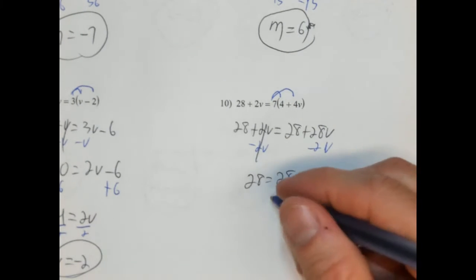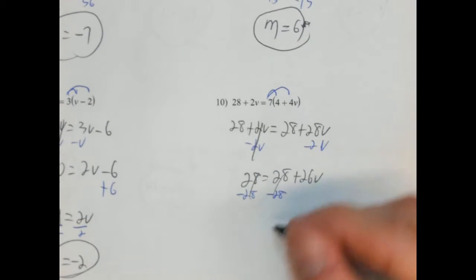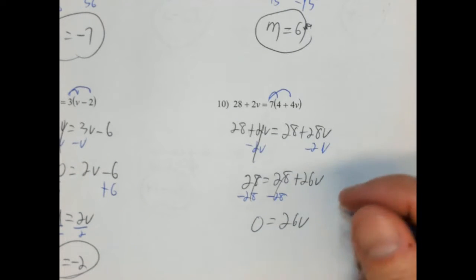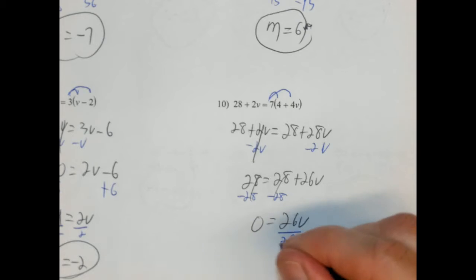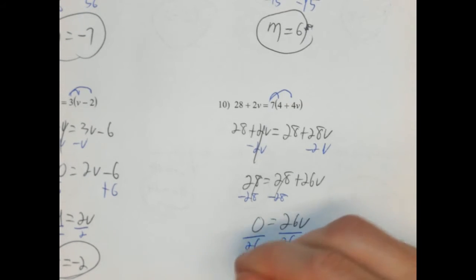These 28s are going to cancel. So we're going to get 0 equals 26v. And you can guess what v is going to be. V is equal to 0. Okay.